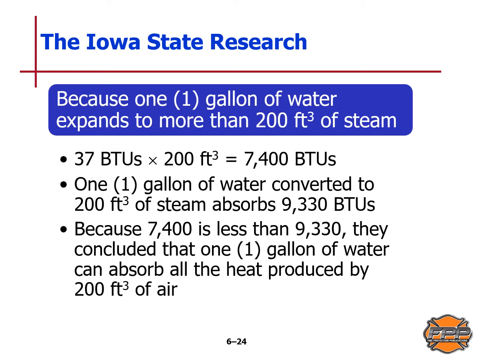Because 1 gallon of water expands to more than 200 cubic feet of steam, 37 BTUs times 200 cubic feet equals 7,400 BTUs. So 1 gallon of water converted to 200 cubic feet of steam absorbs 9,330 BTUs. Because 7,400 is less than 9,330, they concluded that 1 gallon of water can absorb all of the heat produced by 200 cubic feet of air.